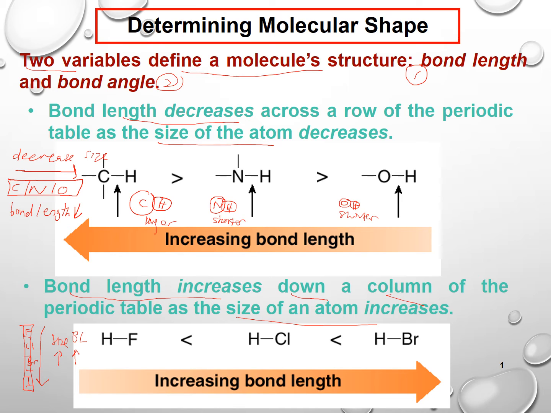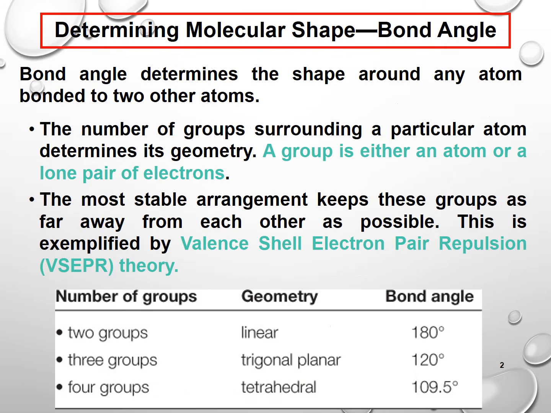Okay, so for example kita ada H dengan F. So F ni dia lagi kecil berbanding dengan Cl. Cl lagi besar. So Br lagi besar. Jadi bila ini kecil, jadi dia akan shorter. The bond akan jadi short compare dengan Cl dan juga Br. Okay, that's why the bond length increases as the size is increased.